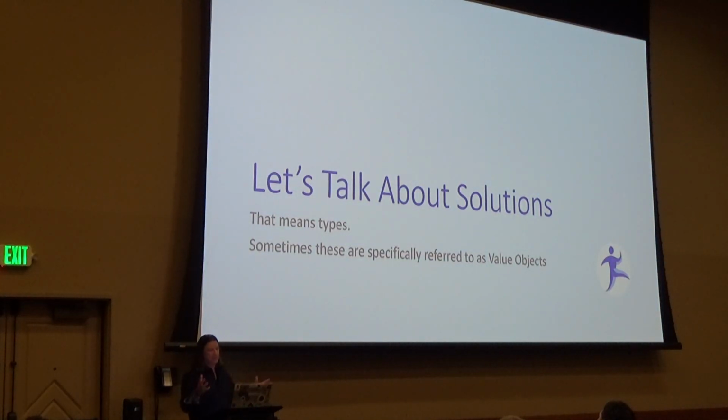So that's the problem space that I want to talk to you about. That's the primitives, that's the issues that they bring with them, and probably you've experienced most or all of those. And so let's talk about different ways that we can solve this problem. The solutions are generally going to be types, types like DateTime, types that have more constraints and restrict the kinds of values and ranges of values that are allowed within those types. And these are often referred to as value objects.